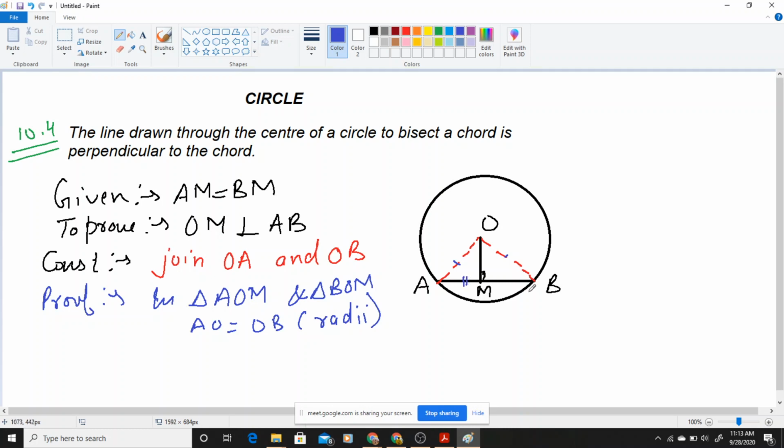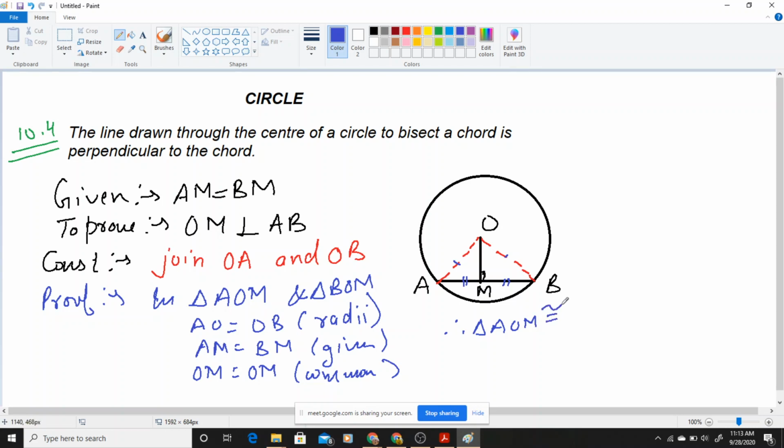Then AM and BM are equal. See, this side AM and this side BM are equal. AM is equal to BM, yes, it is given. Okay, then the third thing you will be writing OM equal to OM. Why? Because it is common. दोनों में common है वो. Okay, so that means what? Therefore, you can write triangle AOM is congruent to triangle BOM by using what? SSS. Okay, SSS property हमने use किया and these are congruent.